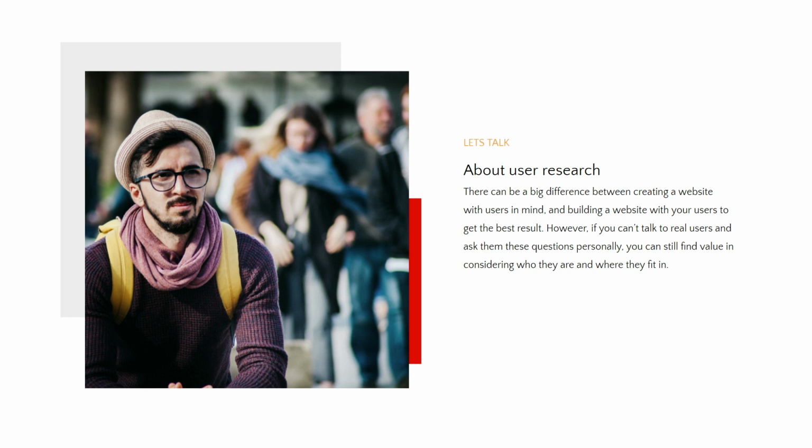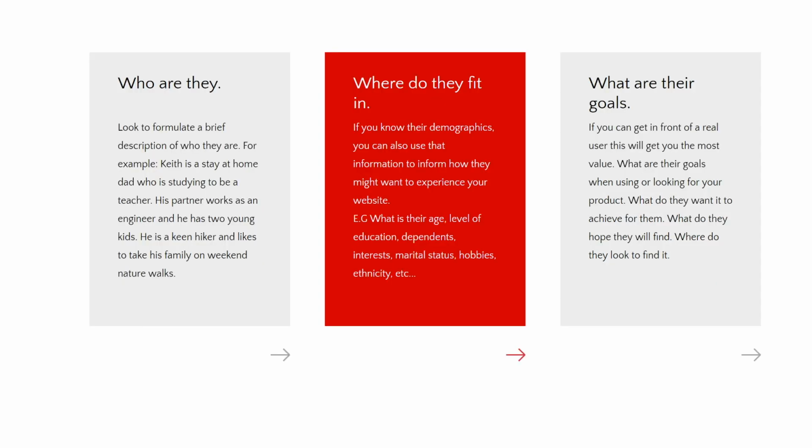So if you can't ask them personal questions, and if you can't get in front of them, you can still find value in considering who they are and where they fit in. And there are three real key things we're trying to understand with user research. Who are they? Where do they fit in, and what are their goals? Now, we want to understand who they are so we can connect with them a little bit better. What's their name? What do they do?